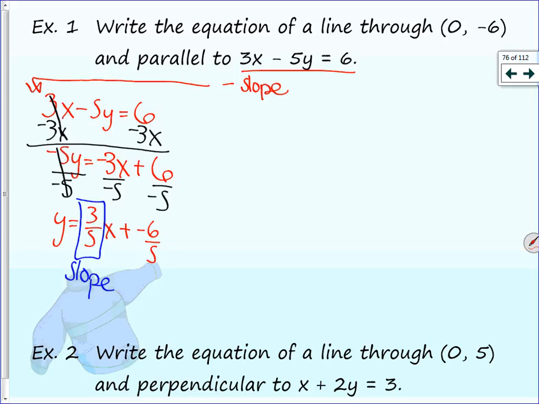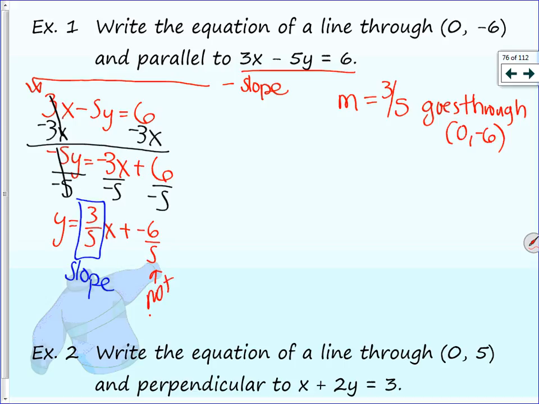So the slope of the line we want to find is 3/5, and it goes through the point that's given, (0, -6). Notice that -6/5 is unnecessary information, because it's parallel to that line, but we don't care about that line's y-intercept. So the slope is 3/5 because it's parallel to the line that has a slope of 3/5.